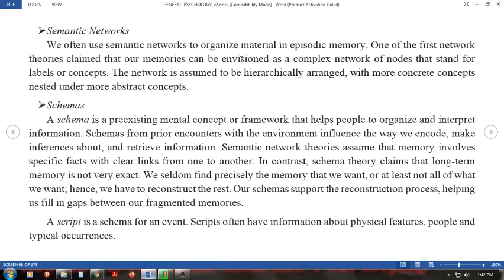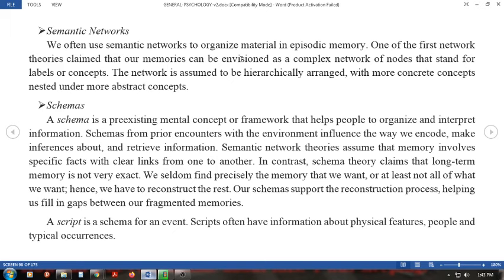Schema theory claims that long-term memory is not very exact. We seldom find precisely the memory that we want, or at least not all of what we want. Hence, we have to reconstruct the rest. Our schemas support the reconstruction process, helping us fill in gaps between our fragmented nga memories. So, that. No? So, we use mental blueprints to what? To fill in the gaps in our memories, to fill in the details.